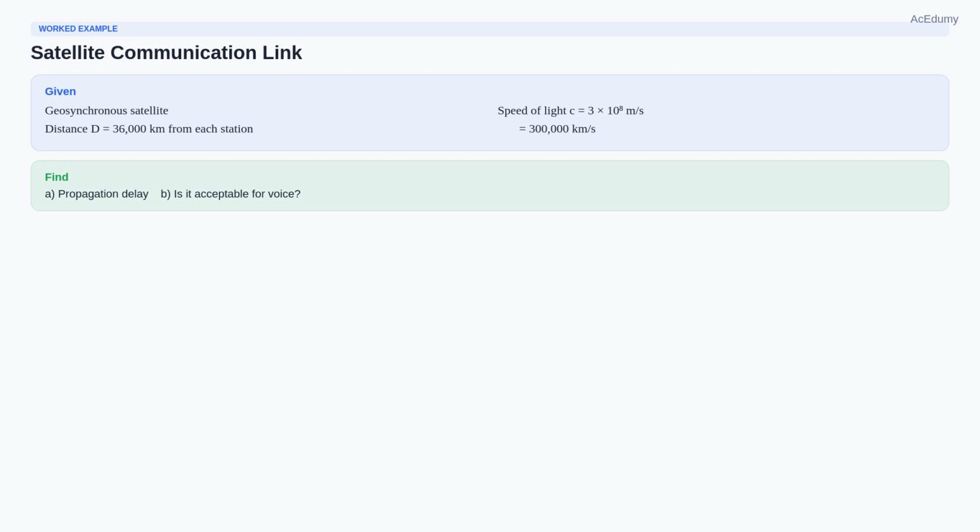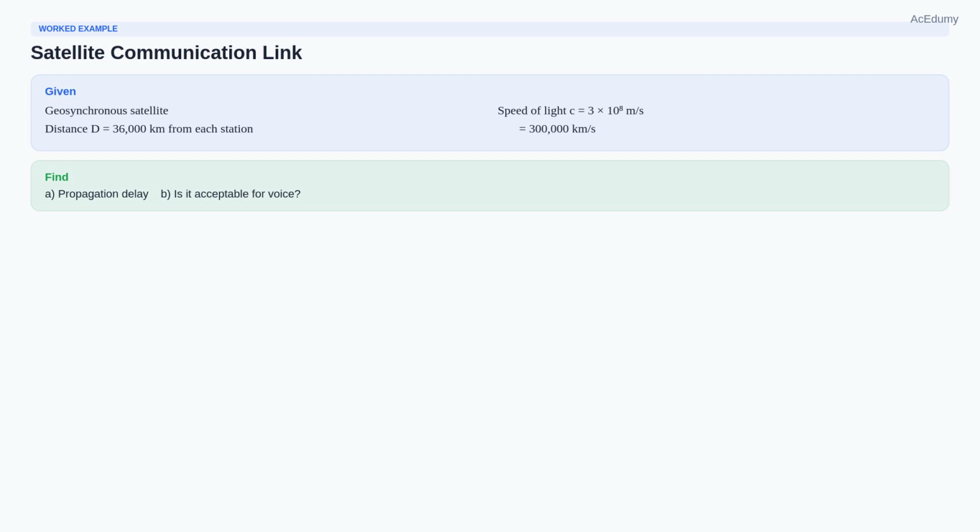Here is the setup. A satellite communication link uses a geosynchronous satellite located 36,000 kilometers from the Earth stations. The speed of light is 3 times 10 to the 8 meters per second, or 300,000 kilometers per second. We have two questions. Part A. Find the propagation delay in this link. Part B. Is this delay acceptable for voice communication?